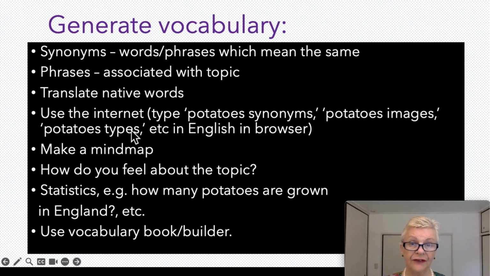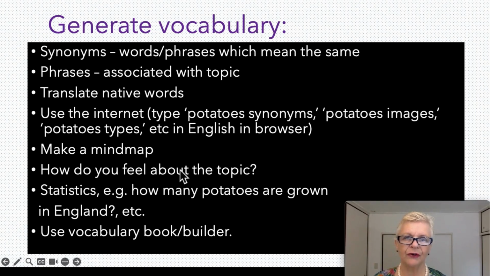You can use the internet to help you, and you can type these things into the internet: potatoes synonyms, potatoes images, potatoes types. And if you type these in English in your browser, then you'll find lots of things to help you to generate vocabulary on your topic.